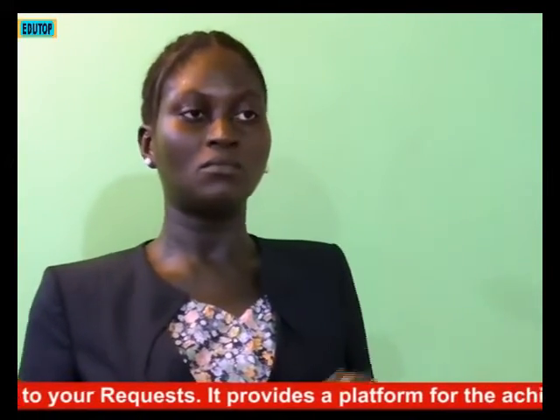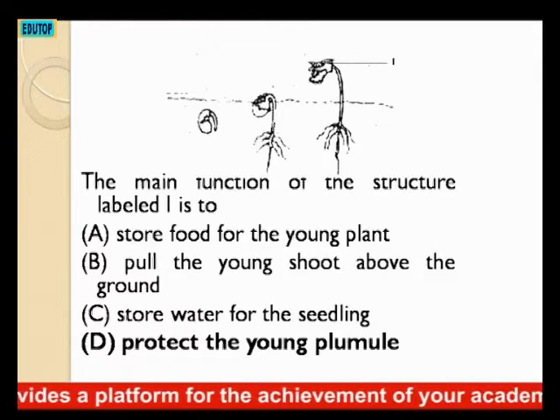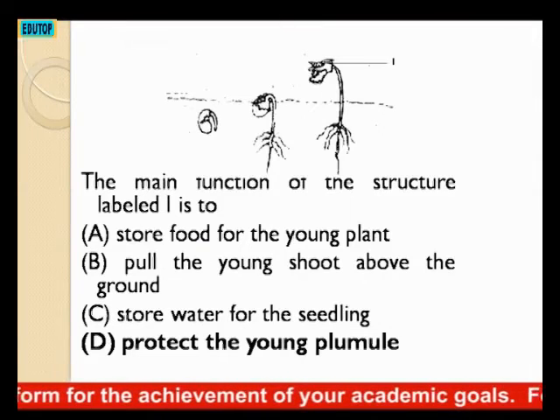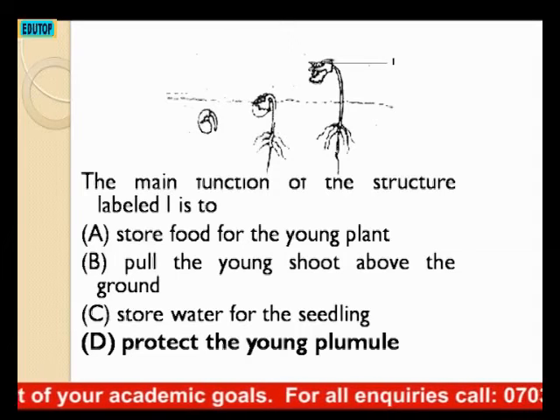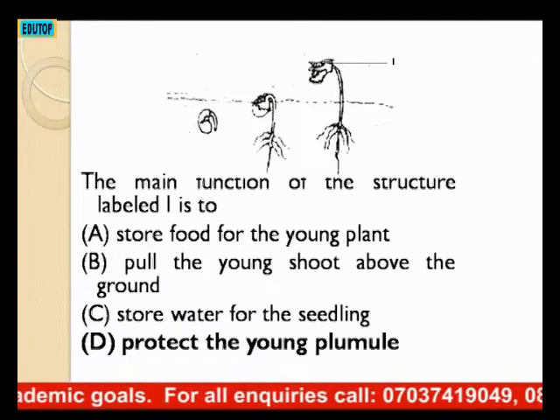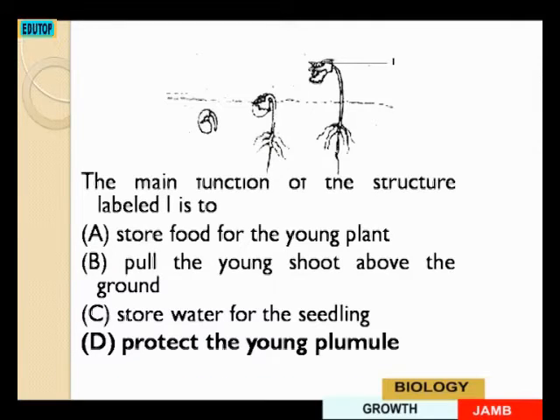In epigeal germination, it is the epicotyl that has the rapid elongation more than the hypocotyl, and that is option B. The next question is diagrammatic, showing 3 stages in seed germination, and at the 3rd stage there is a part labeled 1. And the question is, the main function of the part labeled one is what? That's like the foliage, the first set of leaves that is coming out. The options: A. Store food for the young plants. B. Pull the young shoots above the ground. C. Store water for the seedling. D. Protect the young plumule.